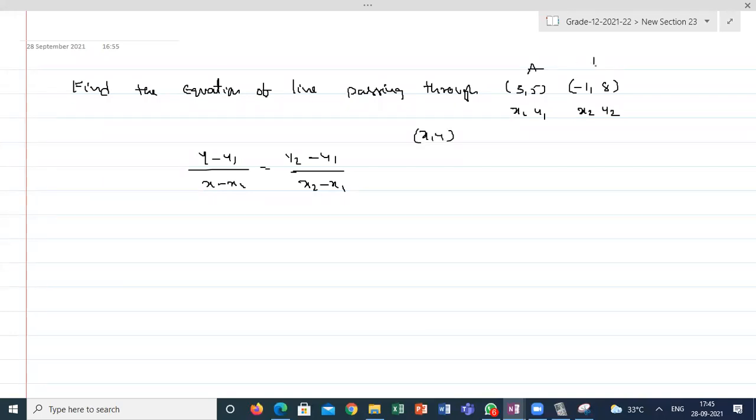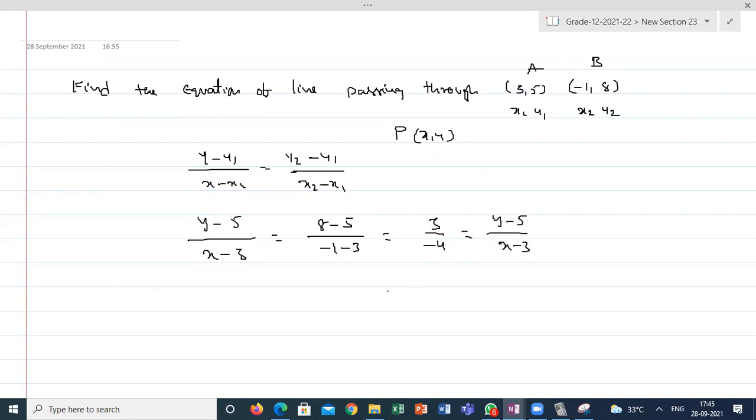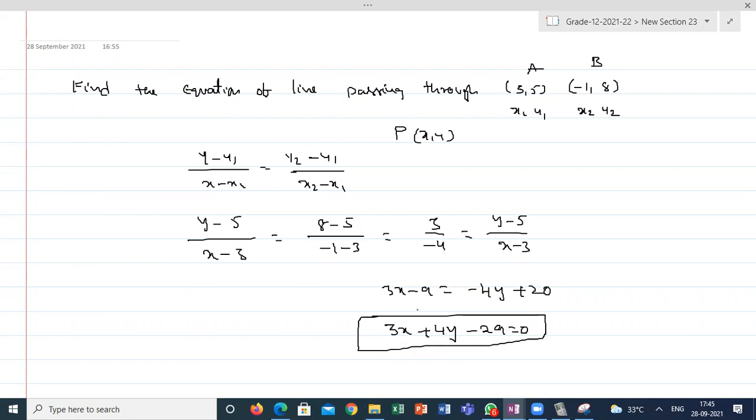So slope of AB will be equal to slope of AP. This is point P. So (y - 5)/(x - 3) will be equal to (8 - 5)/(-1 - 3). This will be 3/(-4), which is equal to (y - 5)/(x - 3). Cross multiplying, 3x - 9 = -4y + 20. This will be 3x + 4y - 29 = 0. This is the equation of straight line.